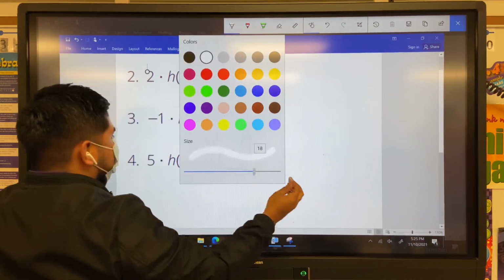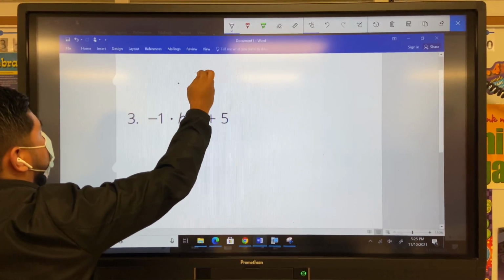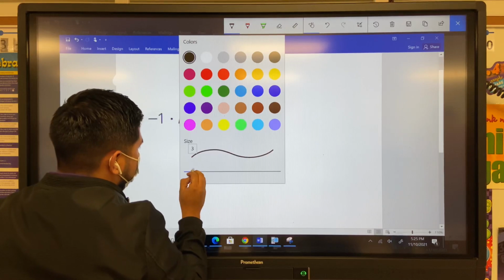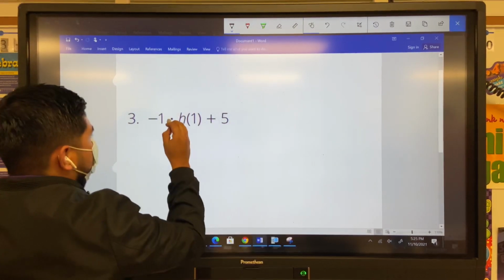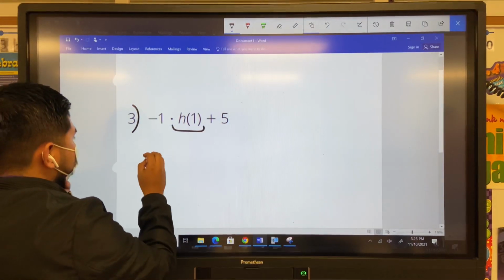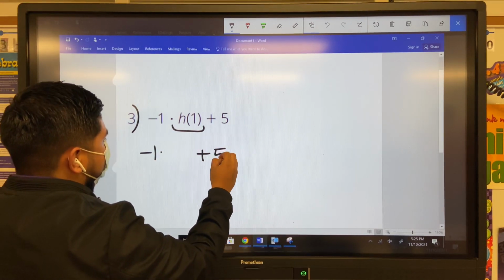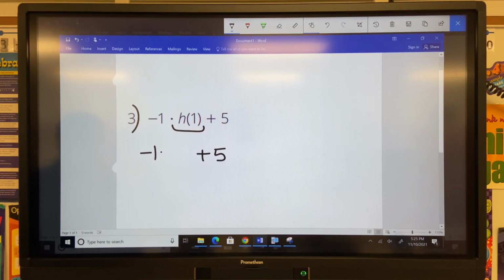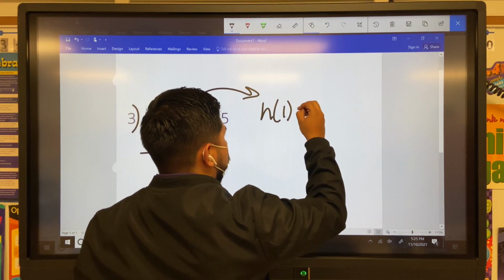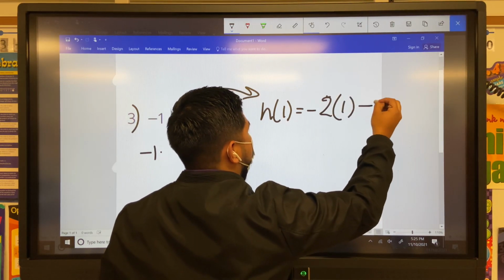Going on. Doing number 3. Canceling out 4. Canceling out 2. Same process, ladies and gentlemen. We're using this part first. It's negative 1 times whatever this number is plus 5. Let's do this first. H of 1 is telling me to do negative 2 parentheses 1 minus 5.